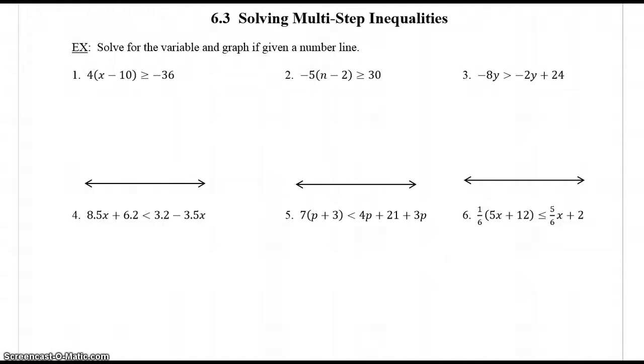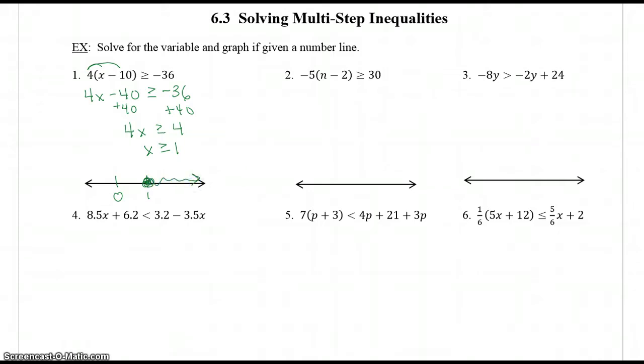So for the first one, we will distribute the 4 to get 4x minus 40 is greater than or equal to negative 36. We want to get the 4x by itself, so we should add 40 to both sides so that we have 4x greater than or equal to 4. Divide by 4, and we get x is greater than or equal to 1. Graph that just like we're used to. Close circle on 1, shade to the right for the greater than.